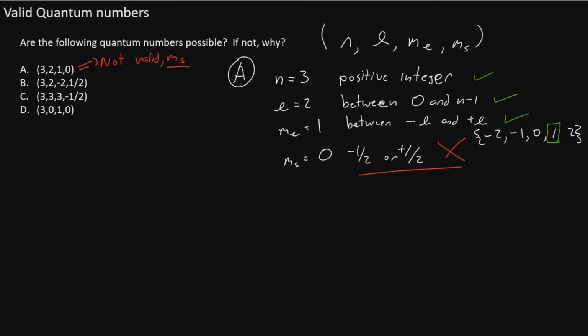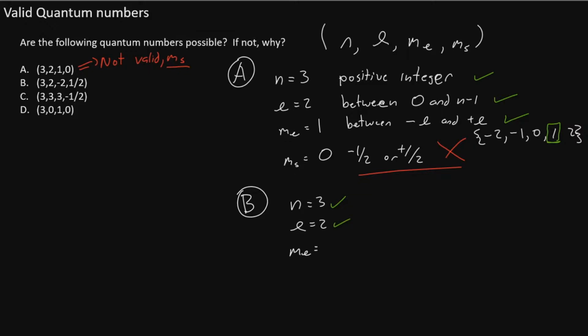Now, let's check question B. Question B gives us an n of 3. This is fine because this is a positive integer. We are also given an L of 2. We note that L is definitely less than n, and it's a whole number, it's an integer, and it is between 0 and n minus 1. So this works as well.